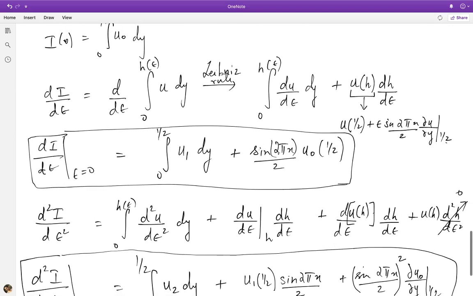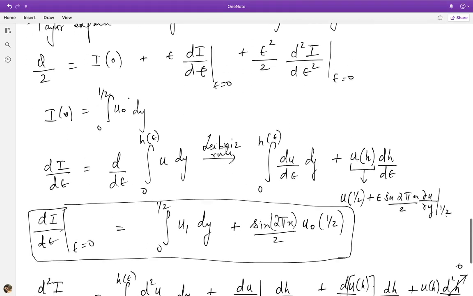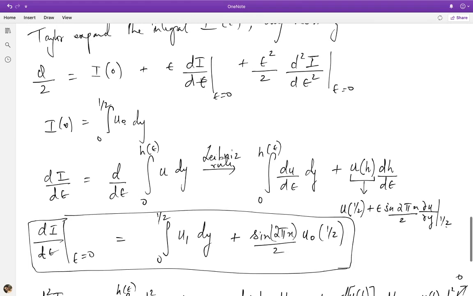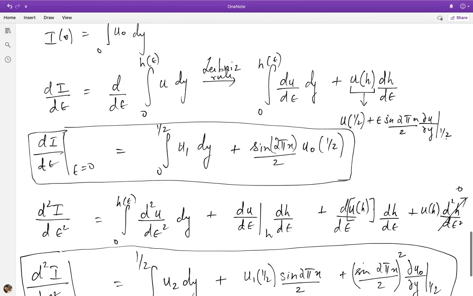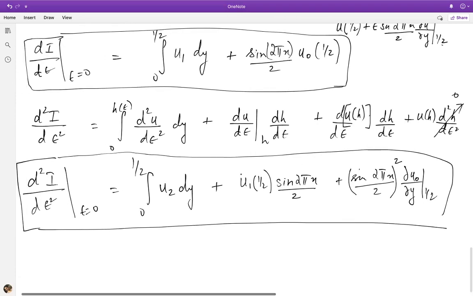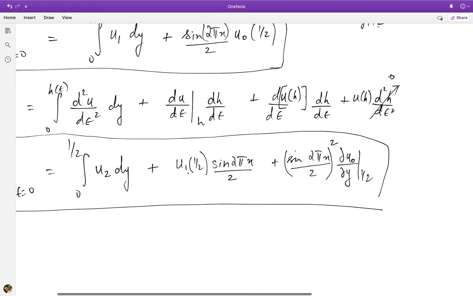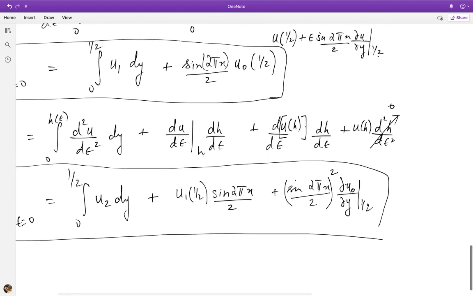And so now I can substitute these expansions into my original expression. So I'll have q by 2 is actually just the integral of the flat channel solution from 0 to half, plus epsilon times the integral of the first order perturbation correction, again from 0 to half, plus a correction coming from the domain involving u0 at the fictitious boundary half. And then at the next order I'll have plus epsilon squared, the integral of u2, and then two more correction terms, one involving u1 and the other involving a derivative of u0, both evaluated at half.